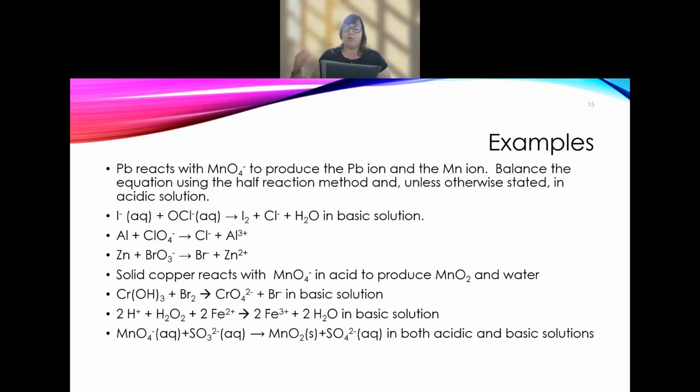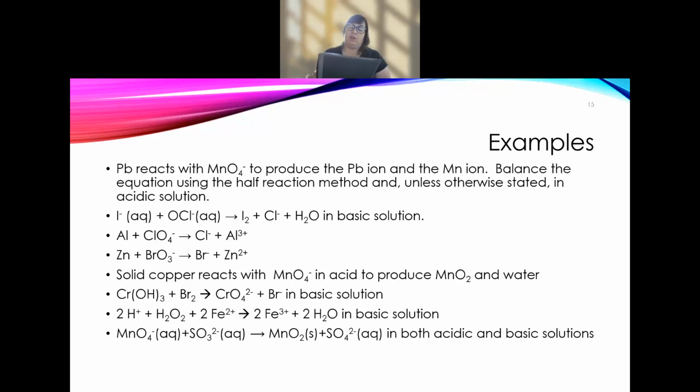When I balance for oxygen, I need to take the MnO4 minus going to Mn2 plus and add 4H2O as a product. Then, when I balance for hydrogen, I need to add 8H plus to the reactant side. So I have 8H plus plus MnO4 minus goes to Mn2 plus plus 4H2O. And of course, the Pb is still fine.